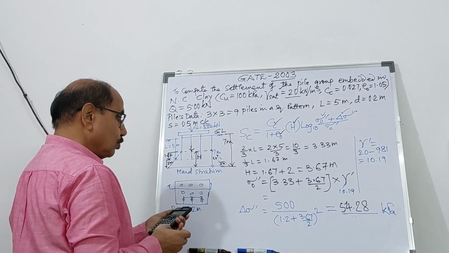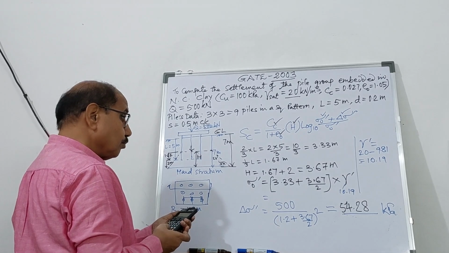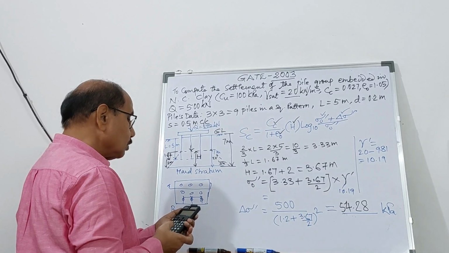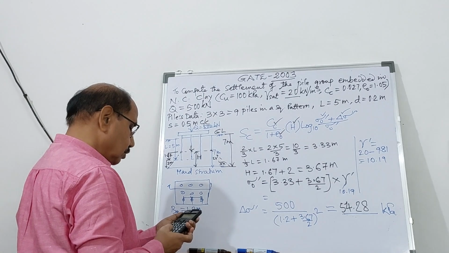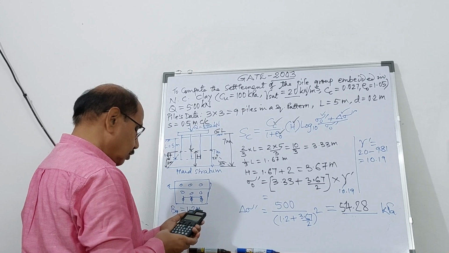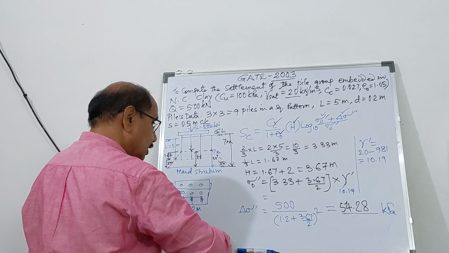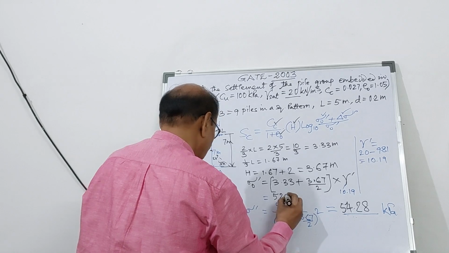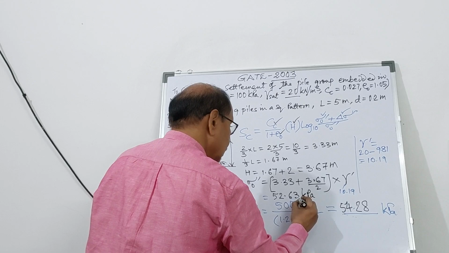And this also we can calculate. This is going to be 3.33 plus 3.67. This gives you 52.63 kilopascal.